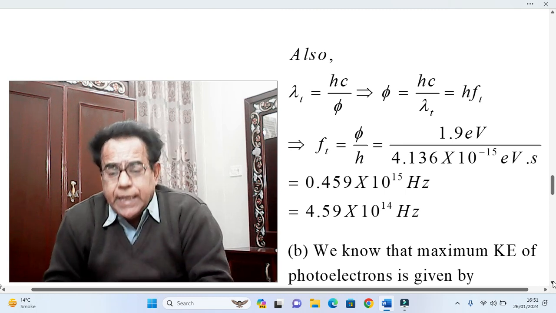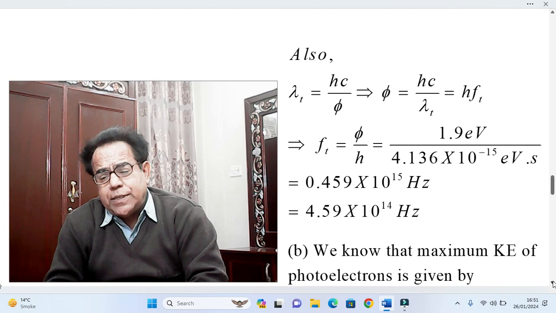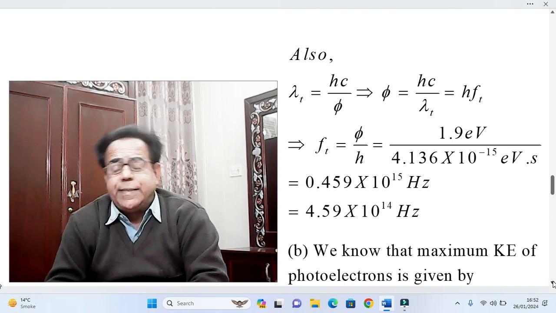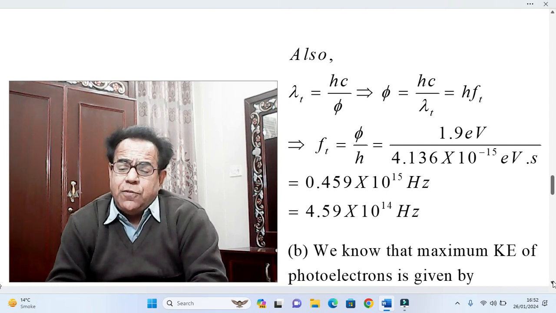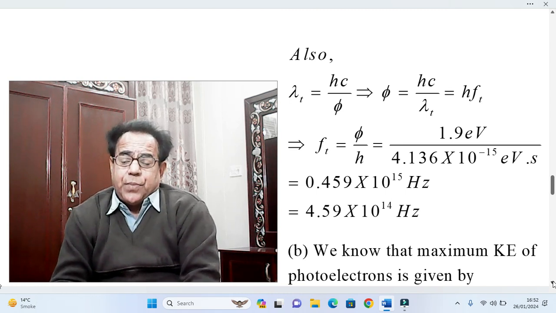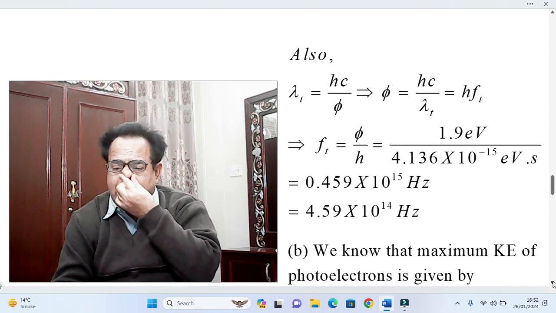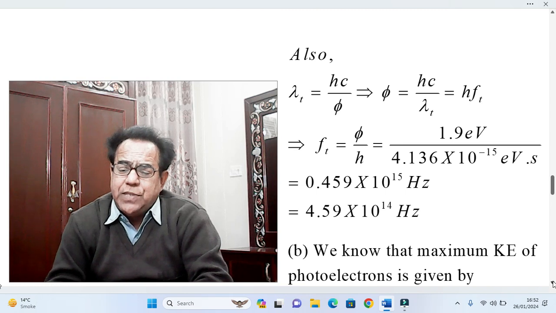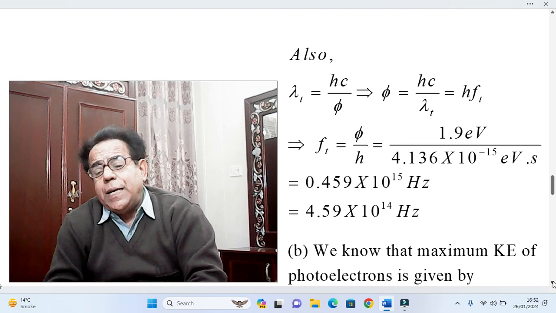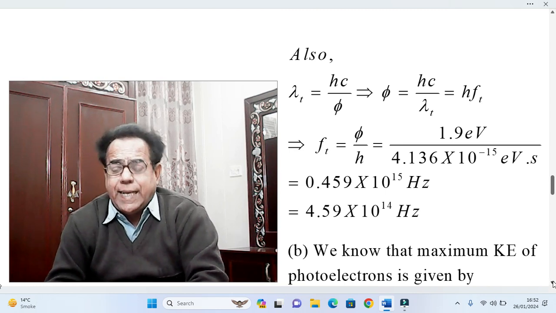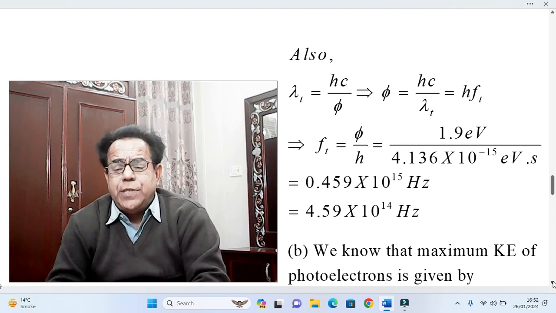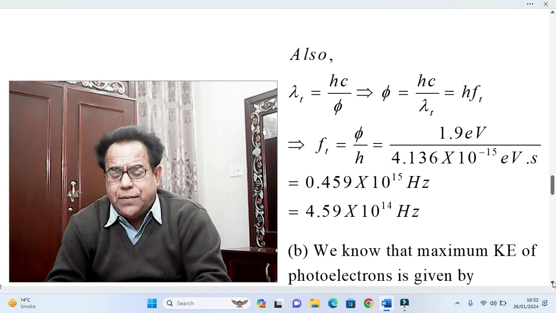Now also, as lambda t is equal to hc over work function phi, this implies that work function phi is equal to hc over lambda t. This implies that c over lambda t is equal to frequency, because we know that frequency and wavelength are inversely proportional to each other with the involvement of the speed of light. Frequency is equal to c over wavelength, while wavelength is equal to c over frequency. So here c over lambda t will be replaced by ft, that is threshold frequency. From here, if we keep threshold frequency ft on one side, then h will be divided on work function phi. So this implies that threshold frequency ft becomes equal to work function phi divided by Planck's constant h.